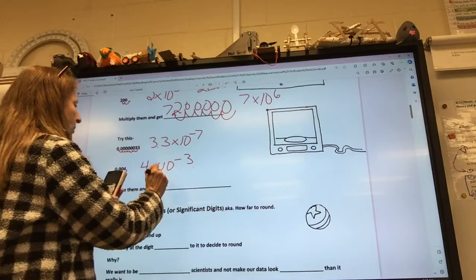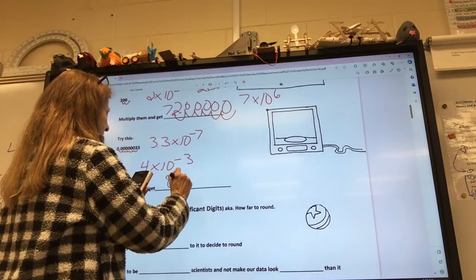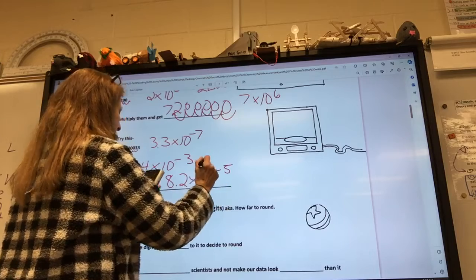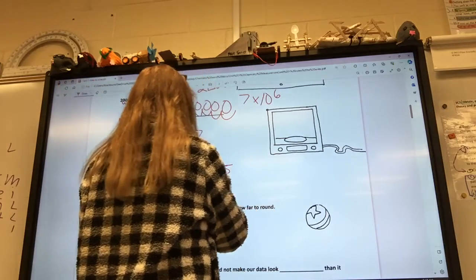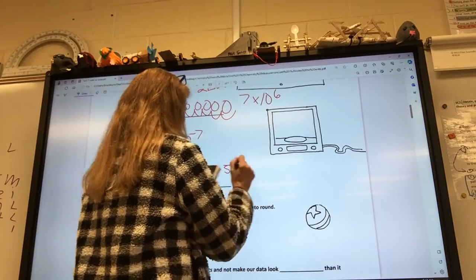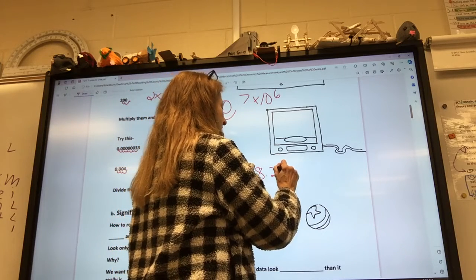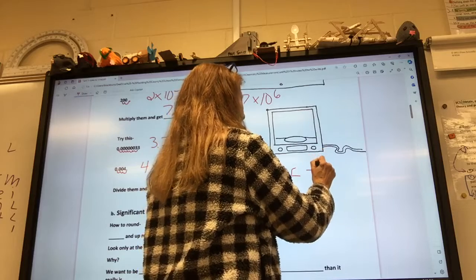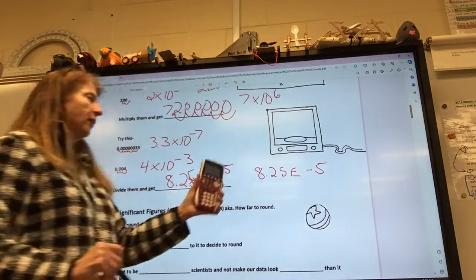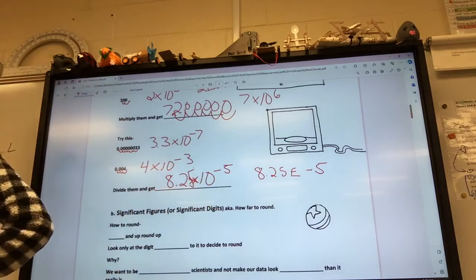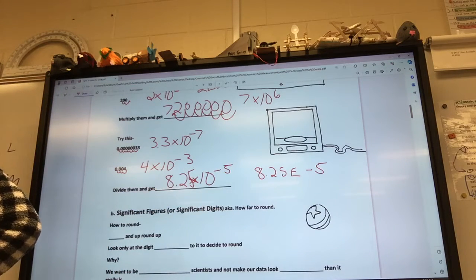And the answer I got was 8.25 times 10 to the negative 5th. But on my calculator, it looks like 8.25, and I left off the 5. Oh, that's messy. The answer I got on my calculator says 8.25 E negative 5. And those are the same thing. You have to write it like this, not like that. Okay? Feeling groovy? All right.